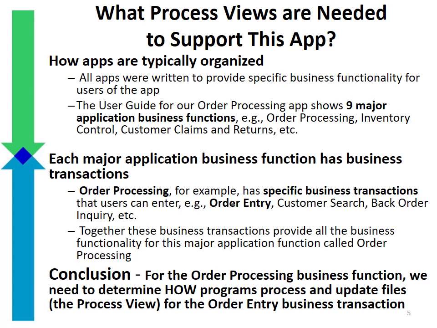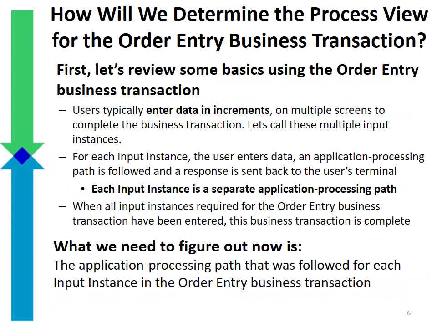So for each major application business function, we need to determine how programs process data and update these files for each of its business transactions. But specifically at the moment, our focus is the order entry business transaction, since this is related to our change request. How will we determine the process view for the order entry business transaction?